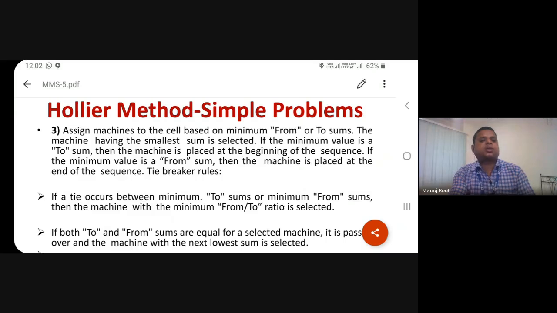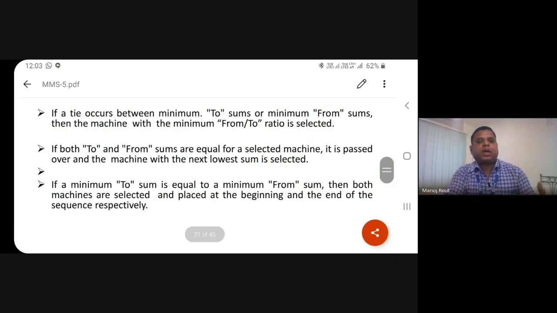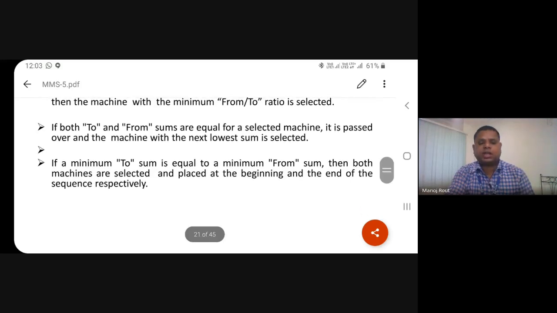So as far as the tiebreaker rule is concerned, if a tie occurs between the minimum to sum and the minimum from sum, then the machine with the minimum from to ratio is selected. The next is, if the to and from sums are equal, the machine is passed over and the machine with the next lowest sum is selected. If the minimum to sum is equal to the minimum from sum, then both machines are selected and placed at the beginning and the end of the sequence respectively.